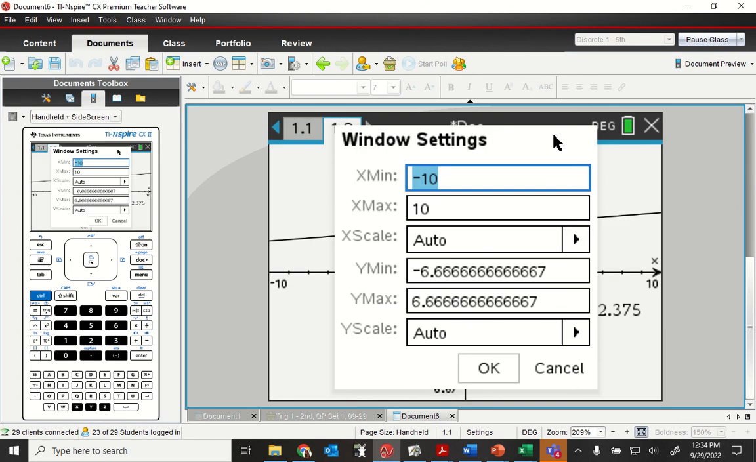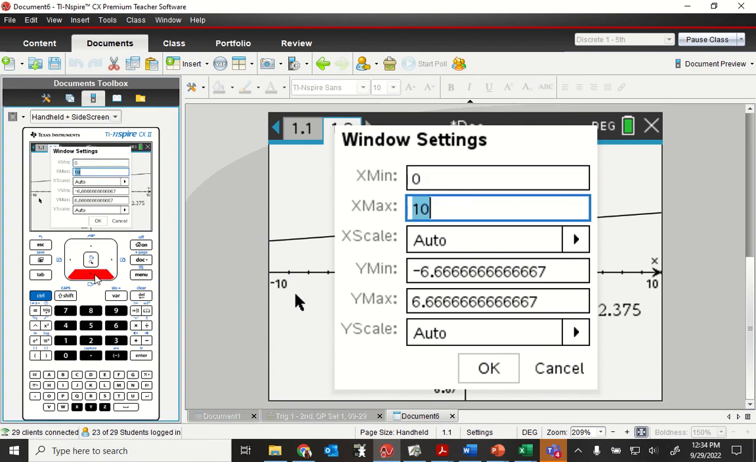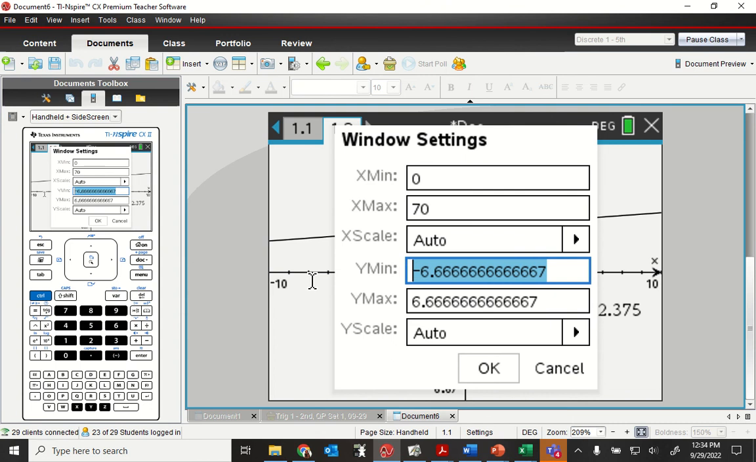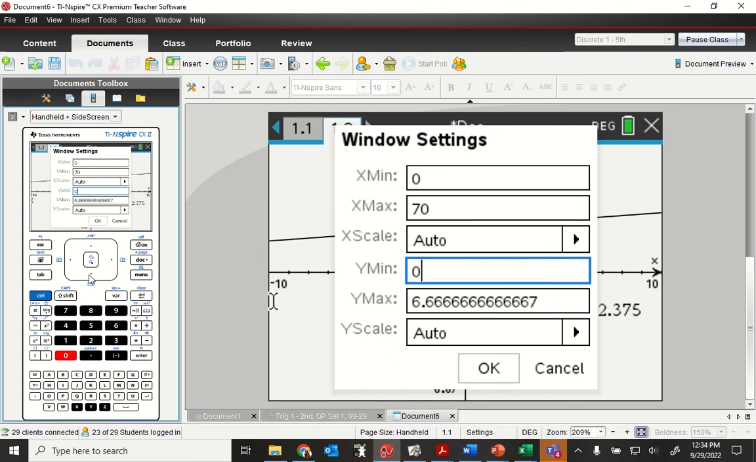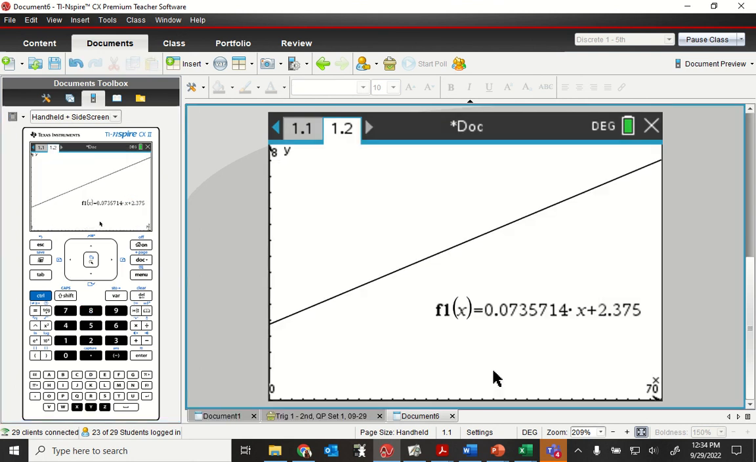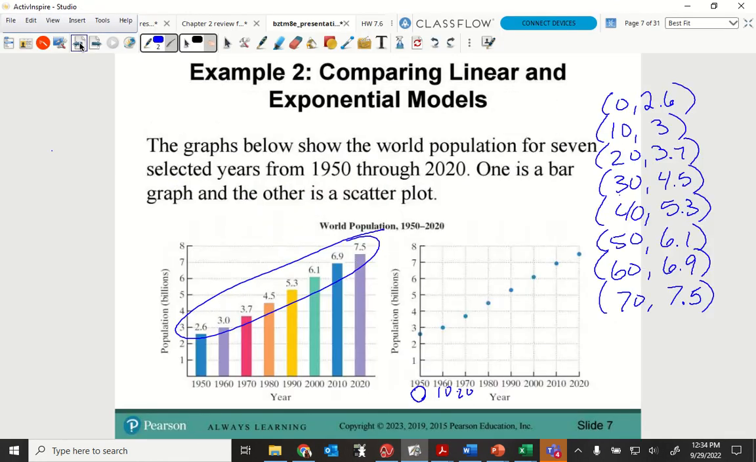Now, what was my smallest x value? Zero. It was zero on my graph. What was my largest x value? Was it 70? There we go. What was my smallest y value? Zero, so the graph went down to zero. And my largest y value? Eight. Let's say eight, that'll work. I'm taking all this from this graph right here. I started at zero, went to 70, started at zero, went up to eight. So my x min was 0, x max was 70, my y min is 0, and my y max is 8.